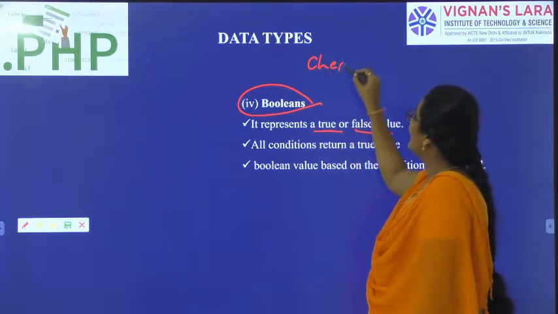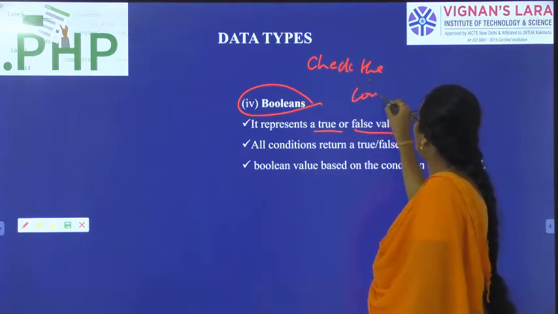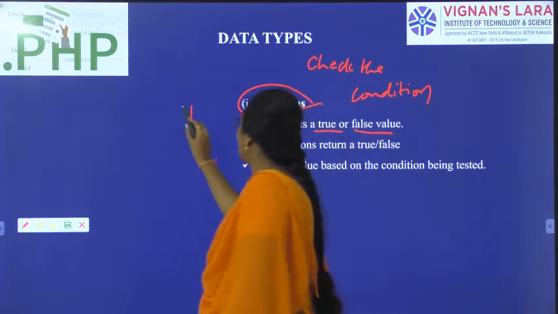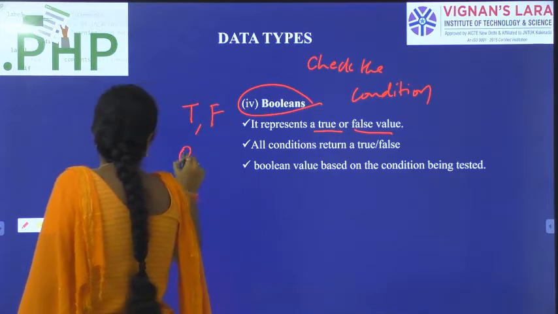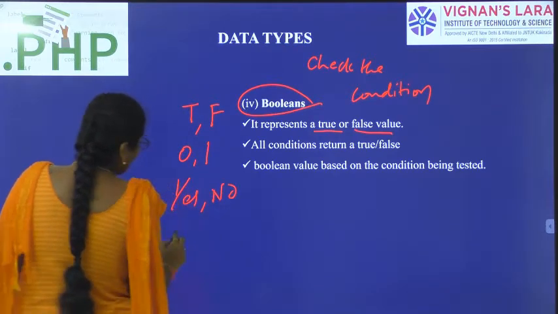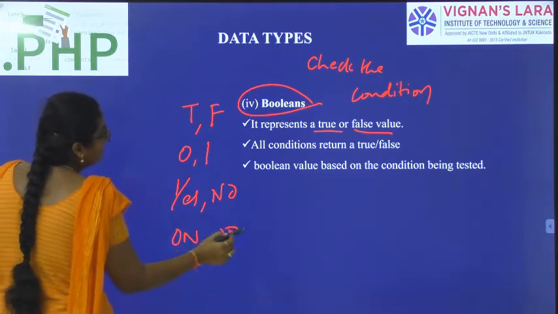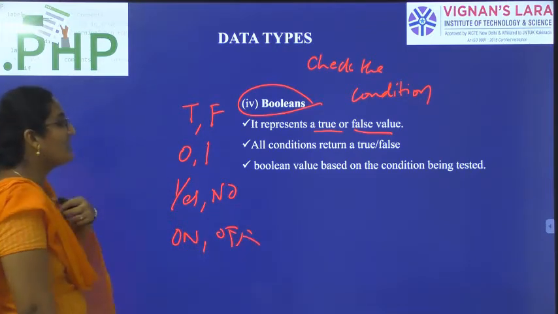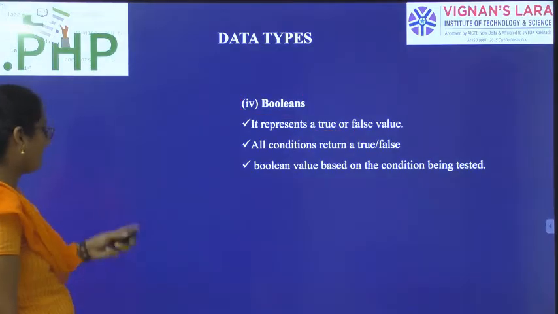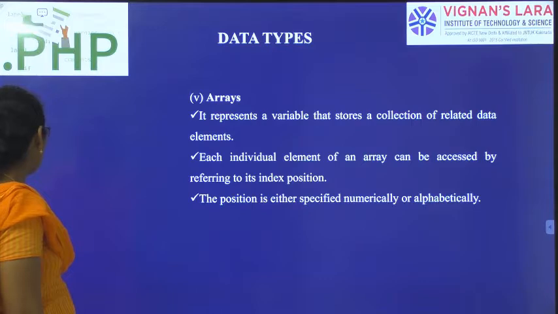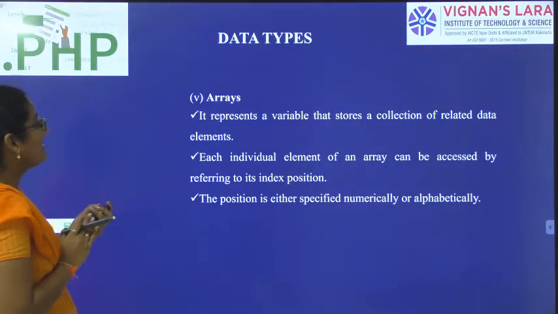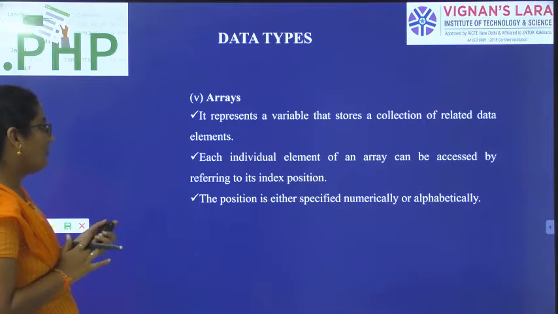We have to check the condition and tell whether it is true or false, 0 or 1, yes or no, or else on or off. So checking a condition, testing something and giving the boolean value as the output. Same. Next one, arrays. We know about arrays from many years. Array is nothing but a collection of data.